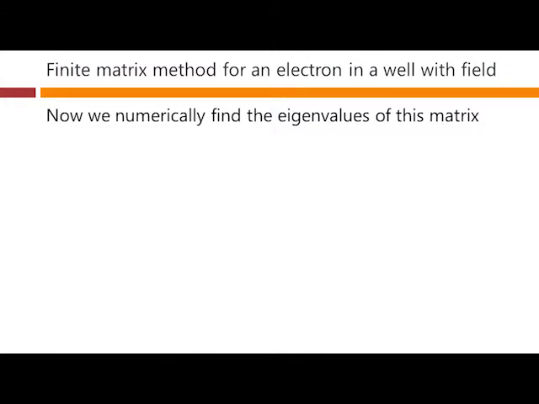Now, numerically, we can find the eigenvalues of this matrix. There are various computer techniques we could use, or this one is simple enough, we could just do it by hand. And the answer to that is that there are three eigenvalues of this matrix. Eta 1, 0.904, so that means the first energy level is 0.904 of our energy units. The second energy level, eta 2, is 4.028 of our units. And the third energy level, the third eigenvalue, is 9.068 of our units.